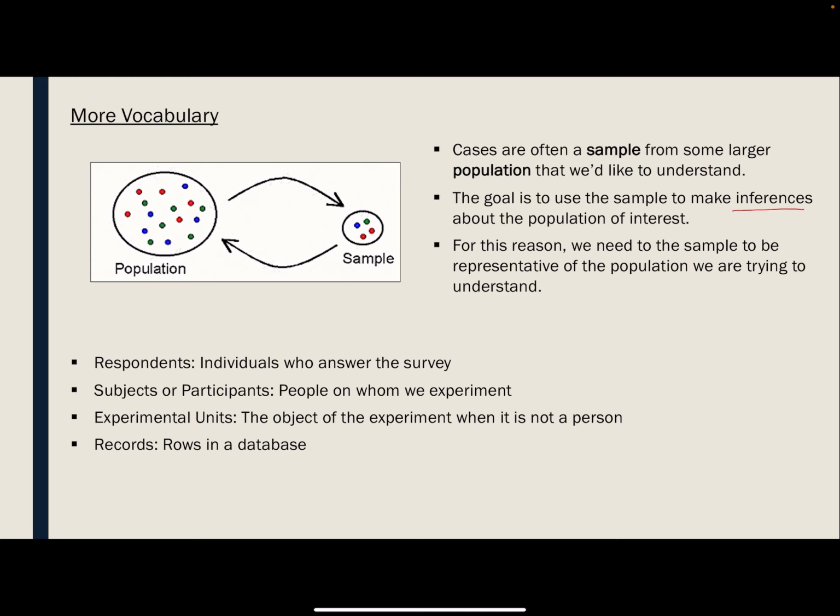A few more vocabulary words here. Respondents are people who answer a survey. Subjects or participants are usually people who are part of an experiment. And if it's an experiment and they weren't people that were part of the experiment, we usually say experimental units. So like say there were rats that were part of an experiment. So instead of saying subject, well, I think you could still say subject, but they might call rats experimental units. And then records are rows in a database. So a lot of times we look at records, or we take a sample of records.